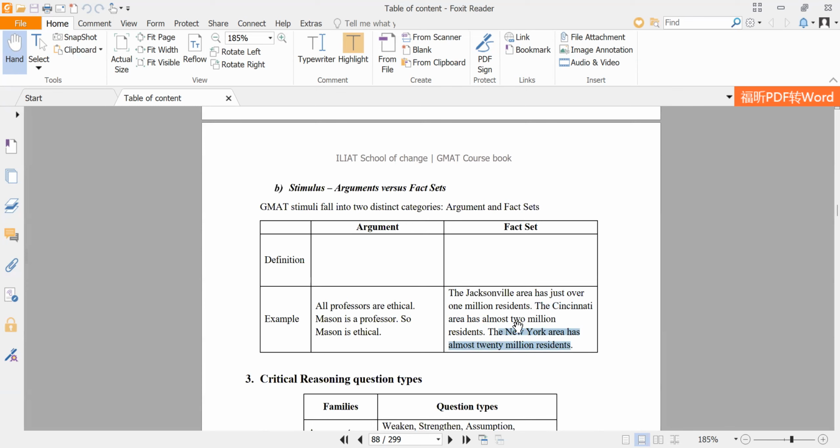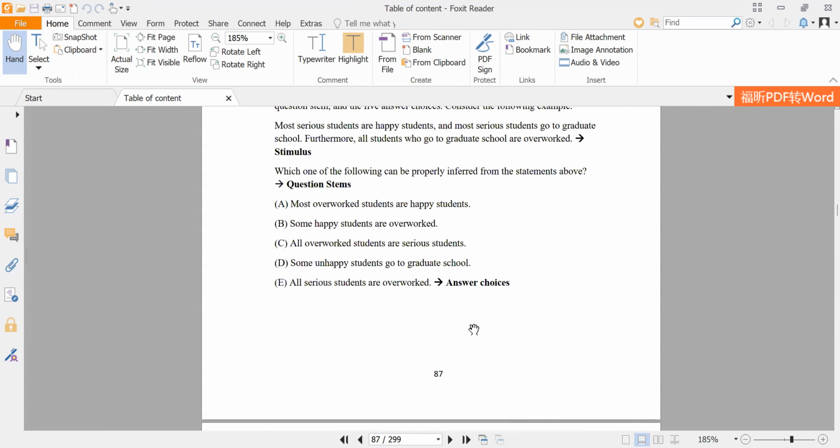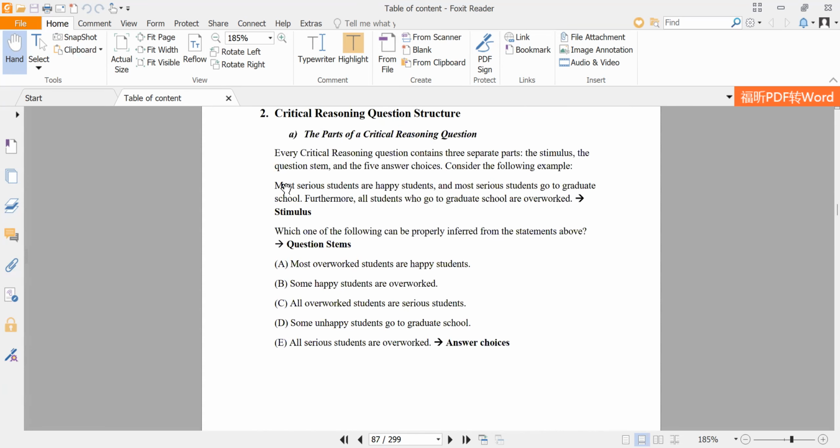Right. So back to the original example. Most students are happy students, and most serious students go to graduate school. Furthermore, all students who go to graduate school are overworked. All right. So we can say that these two sentences are also fact sets. We can determine whether they're true or not.